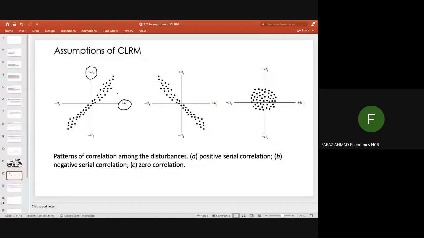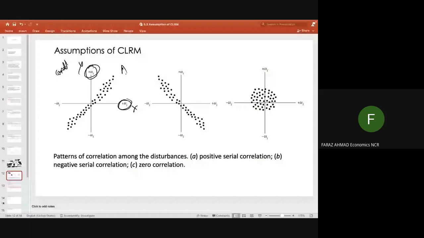All right. You can see that u is here, u is here. We are talking about u and u. It should be x and y to be called correlation, but this is u and u, so we call it autocorrelation. Relationship with itself, autocorrelation between u and u.